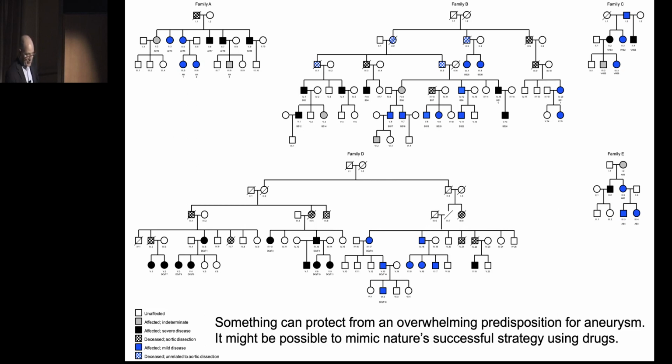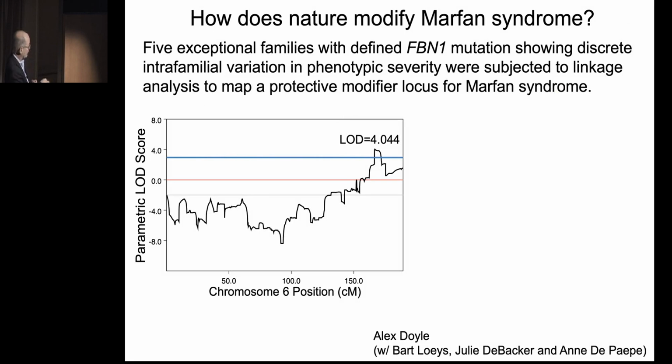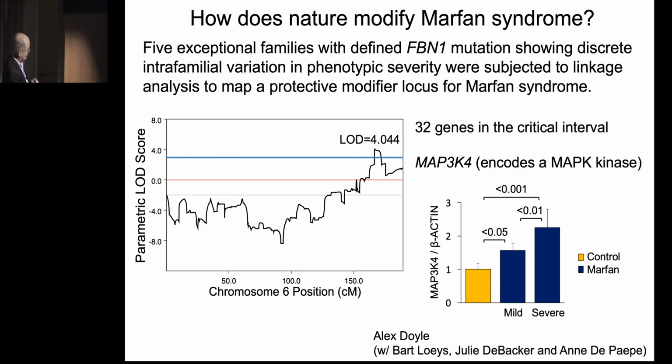Fortunately, there was no locus heterogeneity, and all families showed segregation of markers on human chromosome 6 in association with protection from the aneurysm phenotype. There are 32 genes in this critical interval, but one of them jumped out as a potential candidate. It's MAP3K4 that encodes a mitogen-activated protein kinase, the kind of enzyme that activates ERK and P38. We found that in severe Marfan patients, the level of expression of this gene was significantly higher than in Marfan patients that had the more mild disease.